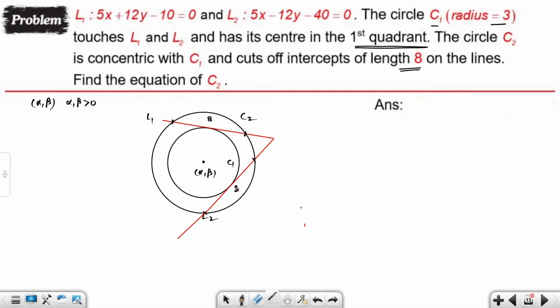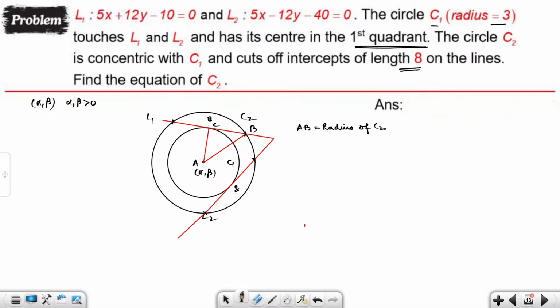So what will I do to find its center? All I will do is simply join this point with the center, and then again join this with this point. Now observe carefully. Let me give a name: A, B, this is C. Now observe carefully, your AB is basically the radius of C2. Now the question is how to find AB?